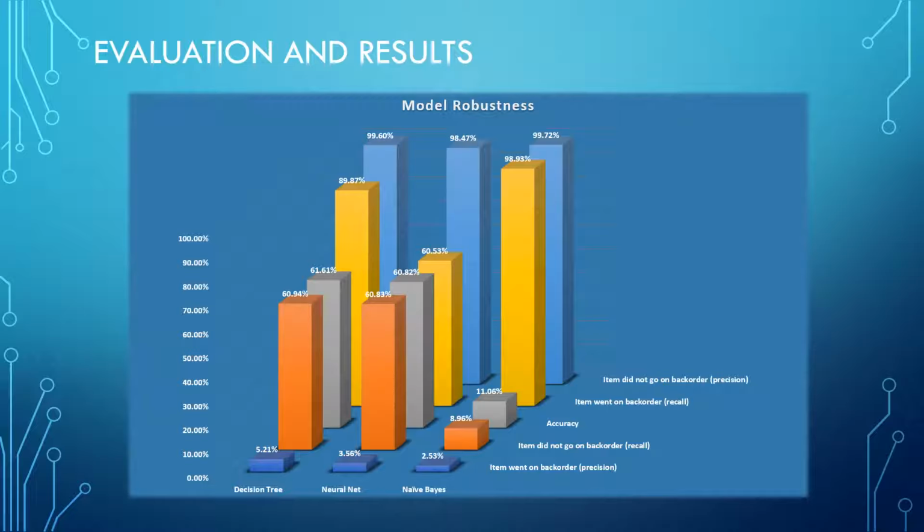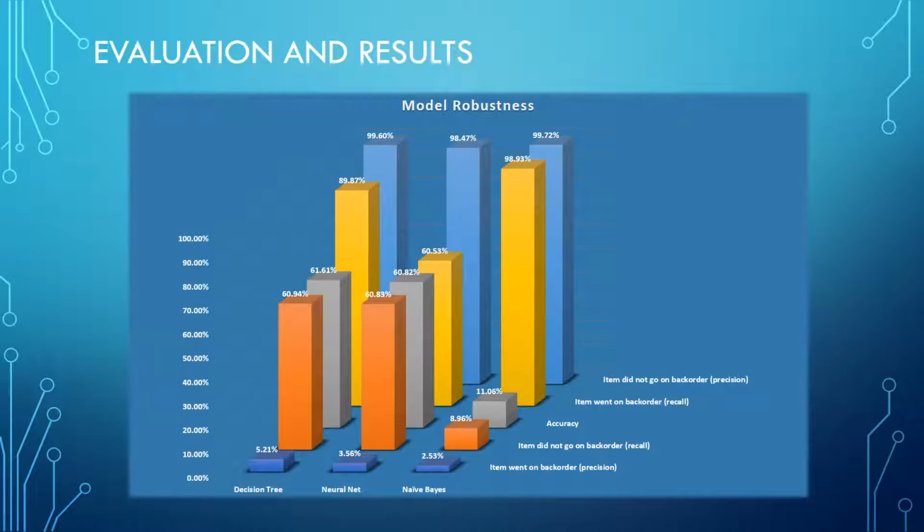Okay, so as we ran it, what you will see, I think, is the decision tree came out as the strongest model across the board. All the attributes seem to be higher than the others. What you will see here is that our naive Bayes does a really good job on the recall for items that went on back order. However, the accuracy is very low.